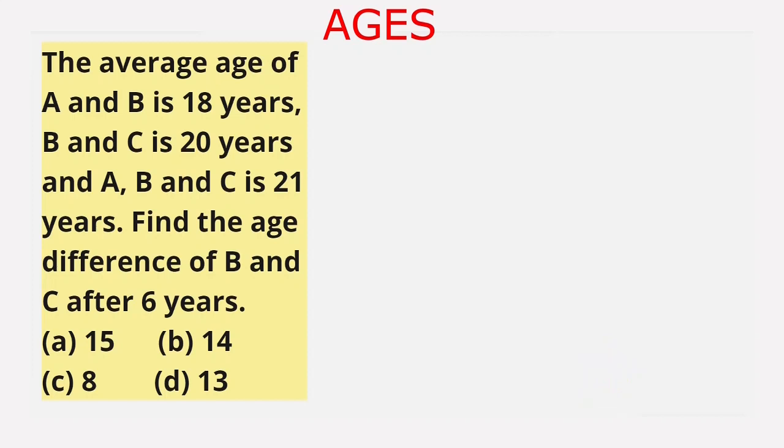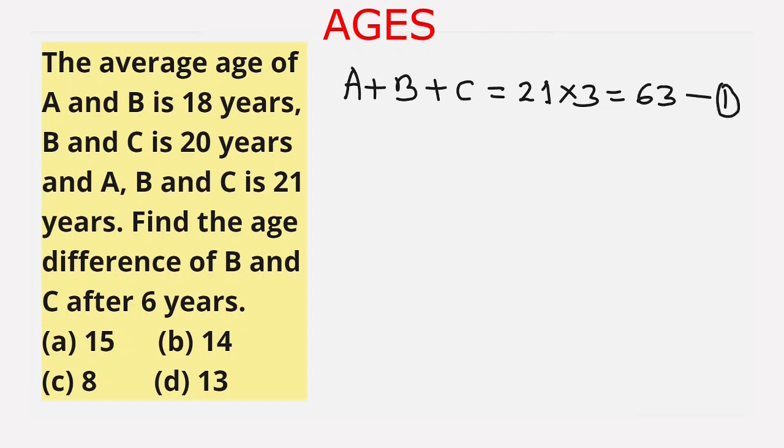It is given that the average age of A and B is 18 years, B and C is 20 years, and A, B and C is 21 years. So we solve like this. The average age of A, B and C is 21 years. Therefore, their total age will be 21 multiplied by 3, which is 63 years. Now I give the equation number 1 to this sum.